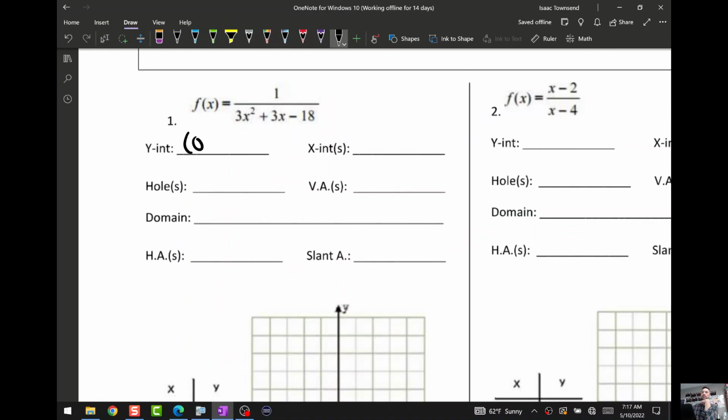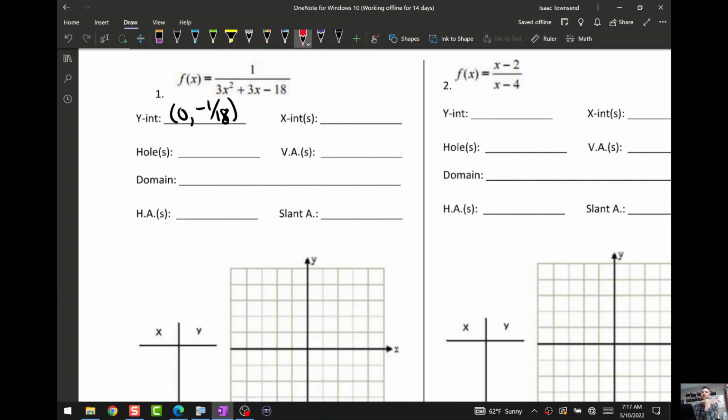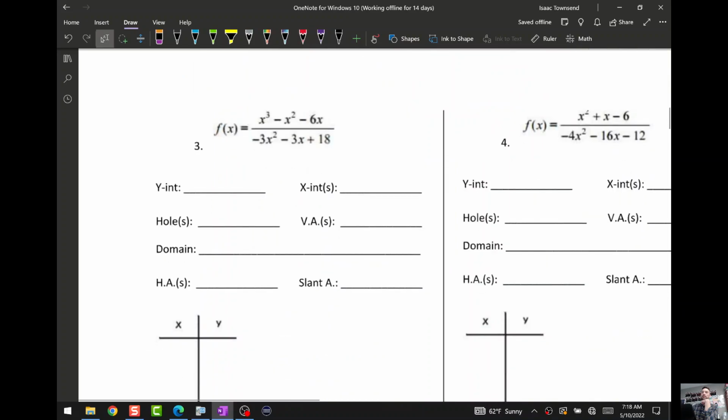Okay, question 1, if I plug in 0 for x, I get 1 over 0 plus 0 minus 18, so negative 1/18. For when we get to the graph in a bit, I'm going to put that point on my graph as well. Number 2, plug in 0 for x, you get negative 2 over negative 4, which reduces to 1/2. I'm going to plot that point too. Number 3, we get 0 minus 0 minus 0 over 0 minus 0 minus 18. 0 divided by 18 is 0.